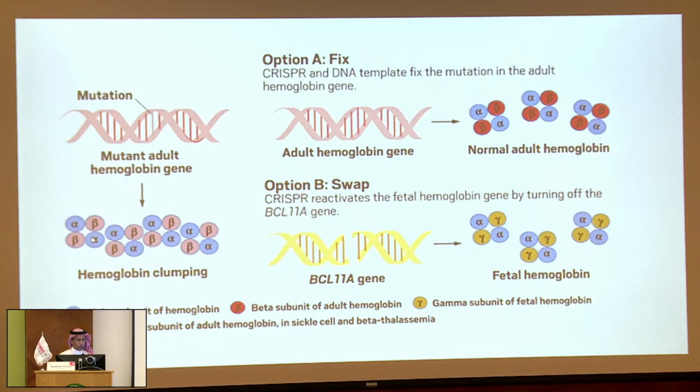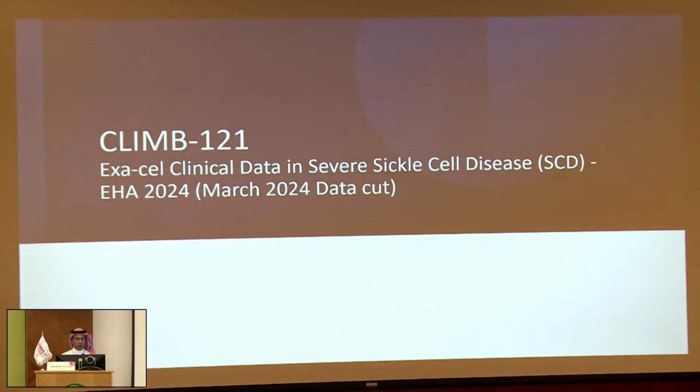The non-directed repair method is, for example, in sickle cell disease, as you can see with the hemoglobin clumping, what you do is disrupt the BCL11A gene and leave the gene to heal spontaneously and naturally. With that, you repress BCL11A and enhance the production of gamma globin. And this is the idea that is used nowadays in gene editing to treat thalassemia and sickle cell.